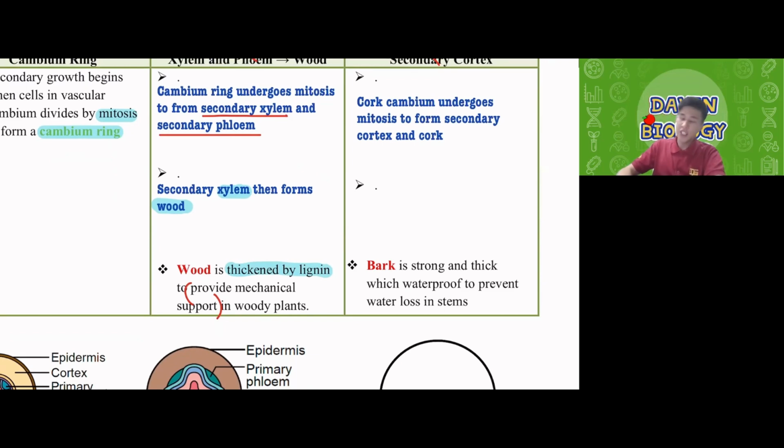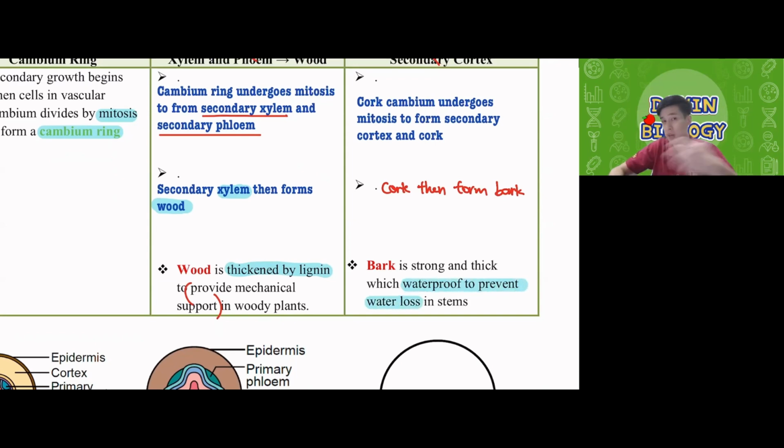Okay, then the cork will then form something called the bark. So eventually the cork becomes harder and thicker, which is the bark, the outer skin of the tree that we touch. That's the rough, thick structure. So bark, of course, is thick. So the important function of this is waterproof to prevent water loss.